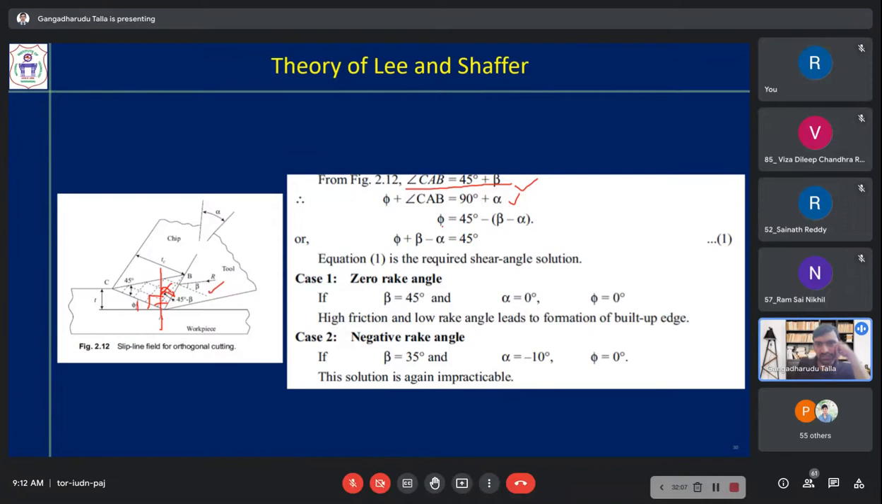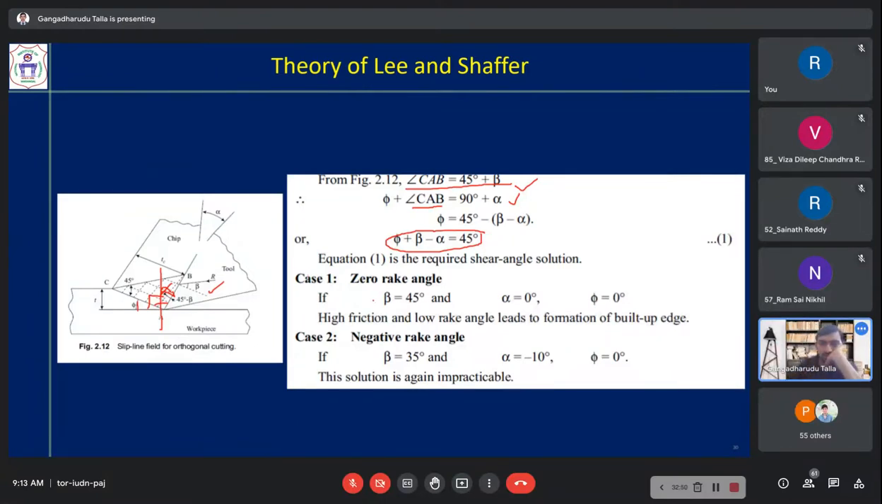Now phi is equal to 45 degrees minus beta minus alpha, because CAB is 45 degrees plus beta, you substitute it here. So from that, phi is equal to 45 degrees minus beta minus alpha. So phi plus beta minus alpha is equal to 45 degrees. This is the theory they have developed. Phi plus beta minus alpha is 45 degrees. Alpha is the rake angle.